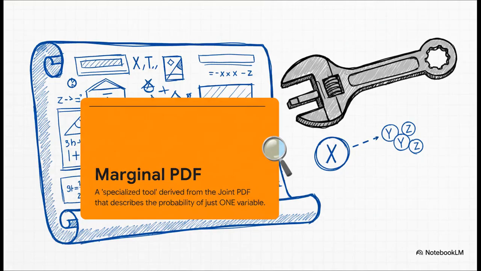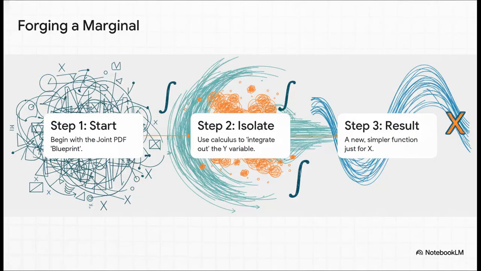And that tool is the marginal probability density function. So if the joint PDF is our master blueprint, the marginal PDF is like the custom wrench we craft from it. It's built to do one job and one job only. Tell us everything about a single variable, completely isolated from the others. So how do we make one?